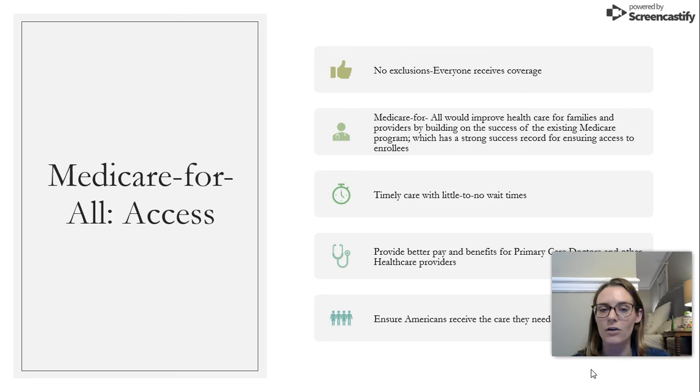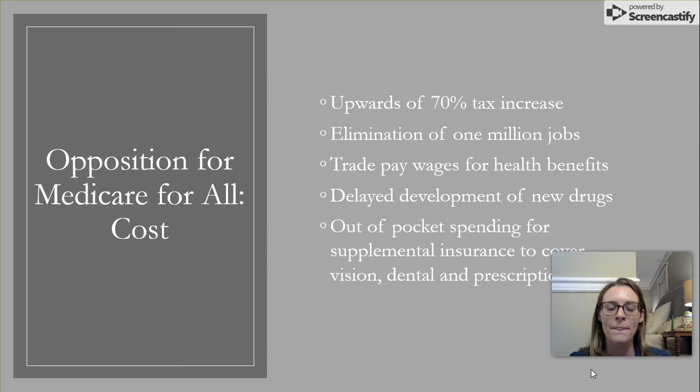It would improve healthcare for everyone, since everyone would have access. Nobody would be stopped from going to the doctor to get care for something that they desperately needed simply because cost was an issue. Cost would not be an issue with Medicare for all because it would be a government-funded program. But the opposition for Medicare states that the cost would actually go up dramatically.